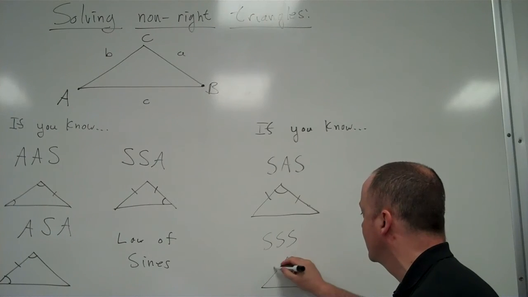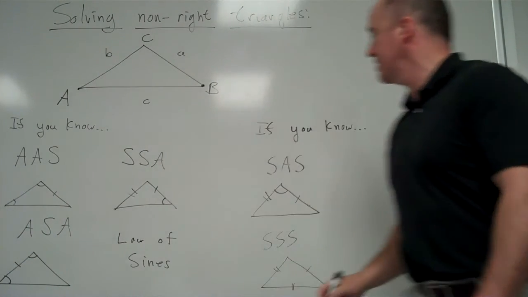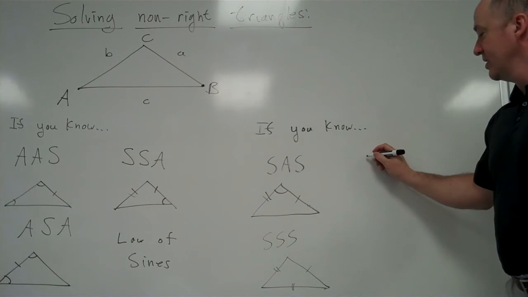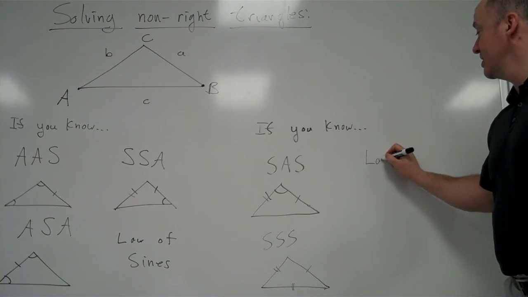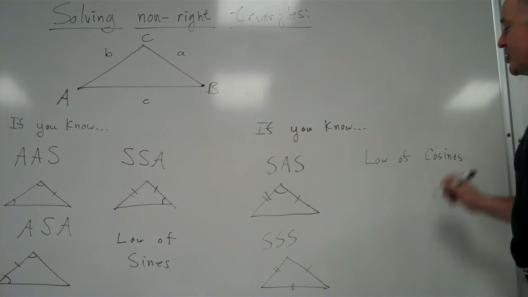which refers to knowing these three sides, and I should be indicating that these sides aren't congruent, not that they are. And then it is in the right triangle. And you're not in the right triangle. Then you'll use what's called the law of cosines. So these are the cases.